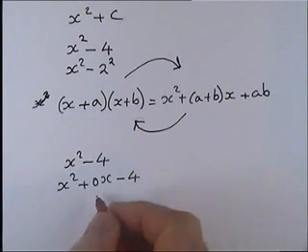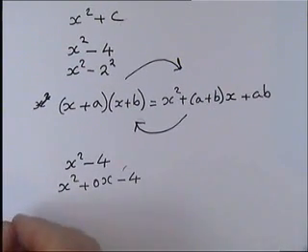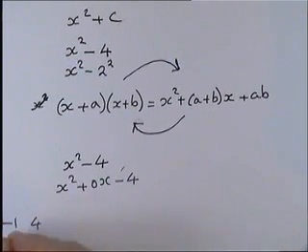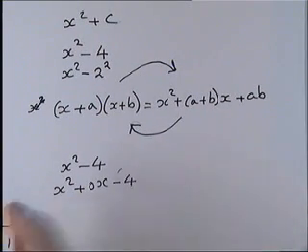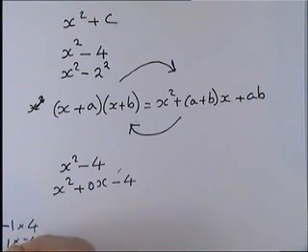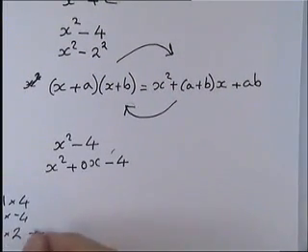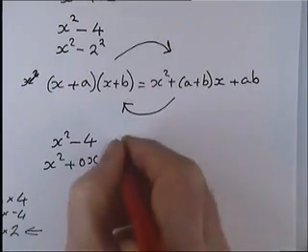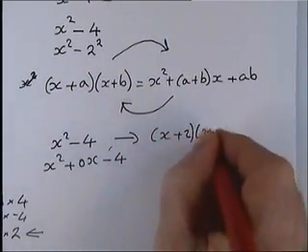Now, we're looking for two numbers that multiply together to give negative 4. That could be negative 1 and 4, 1 and negative 4, and negative 2 and 2. Which pair of those, when you add them together, gives 0? Well, it's this pair here. So this factorizes to x plus 2, x minus 2.